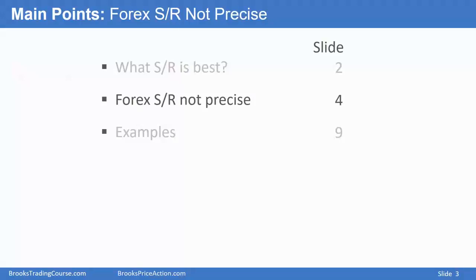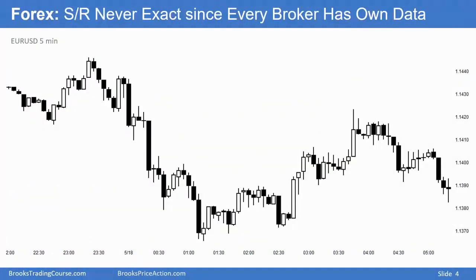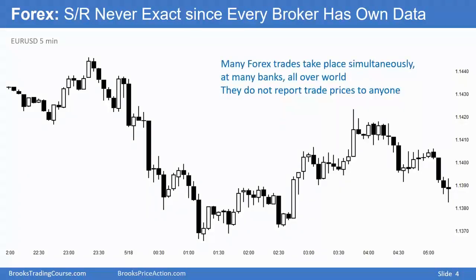Forex support and resistance is not as precise for many reasons. I'll talk about some of them now. 5-minute chart of the euro versus the dollar. Every broker has its own data. Many Forex trades are taking place simultaneously at different locations all over the world, and nobody reports the trades to any one central location, so the prices are not the same everywhere. The chart that you get is not the same as the chart someone else gets if they have a different broker.